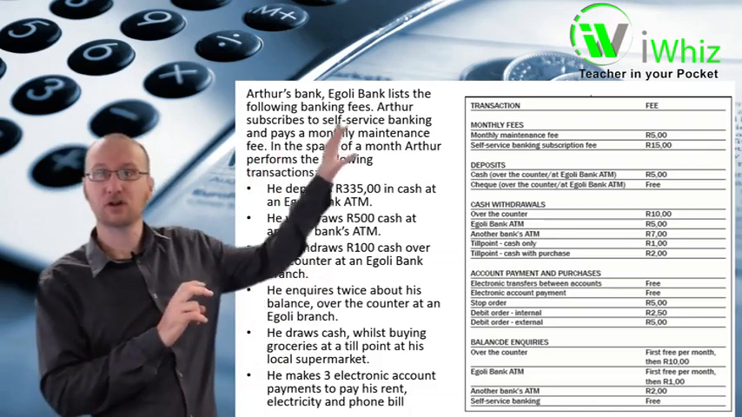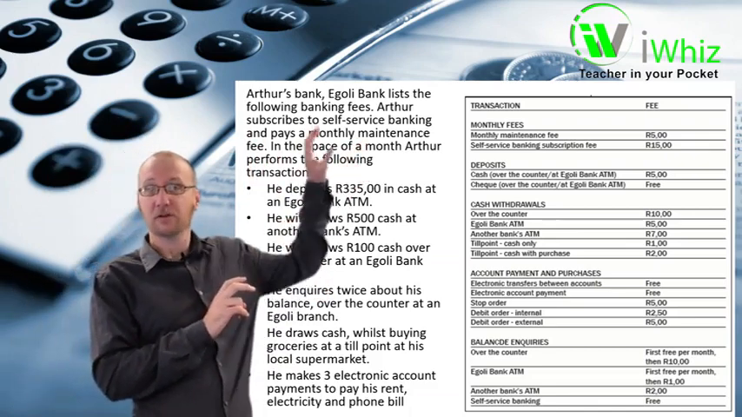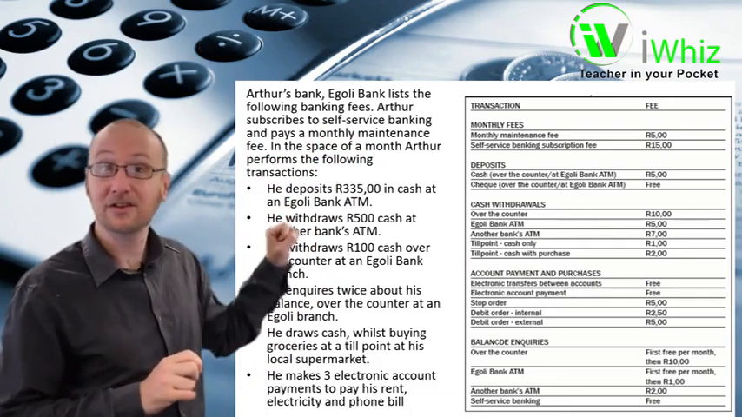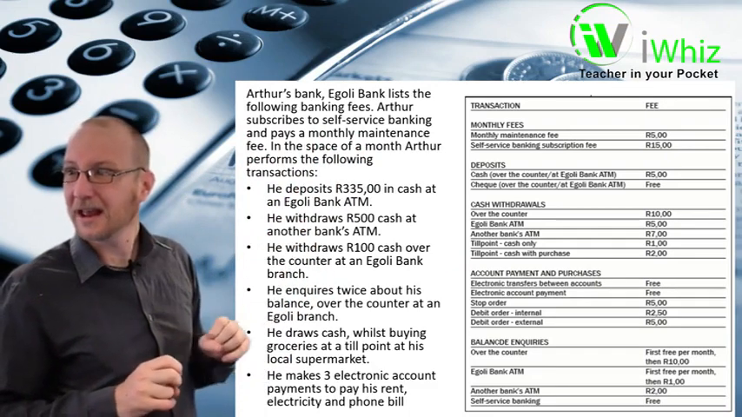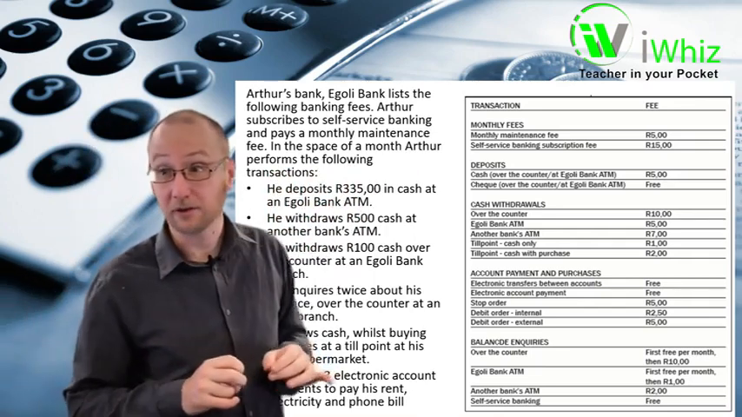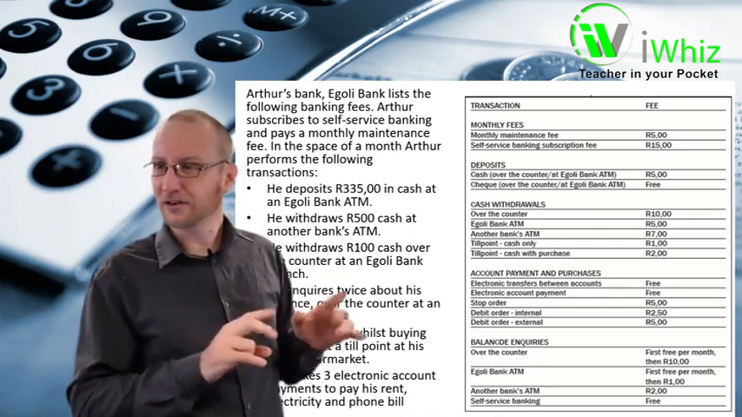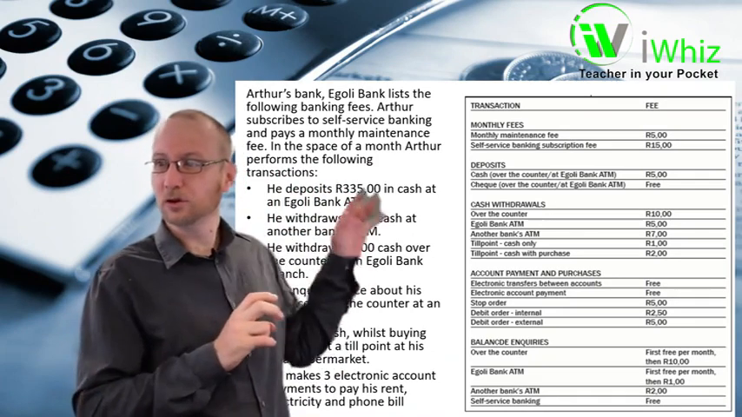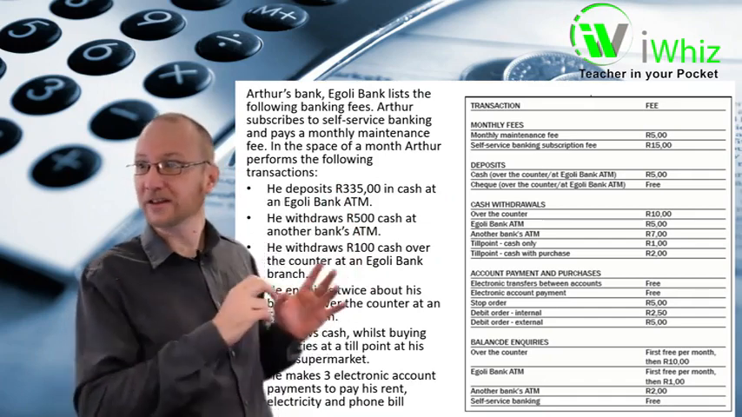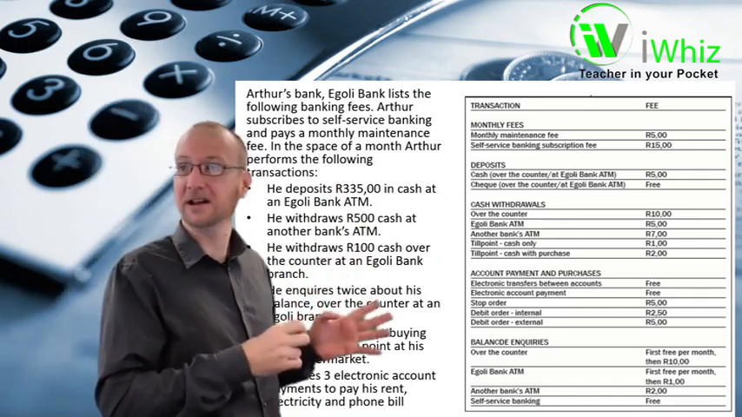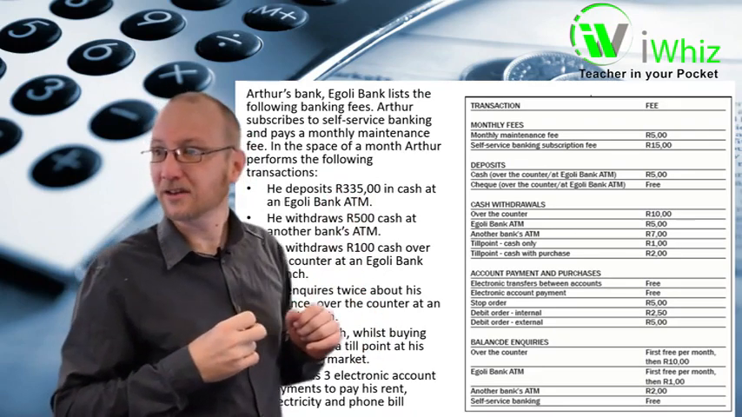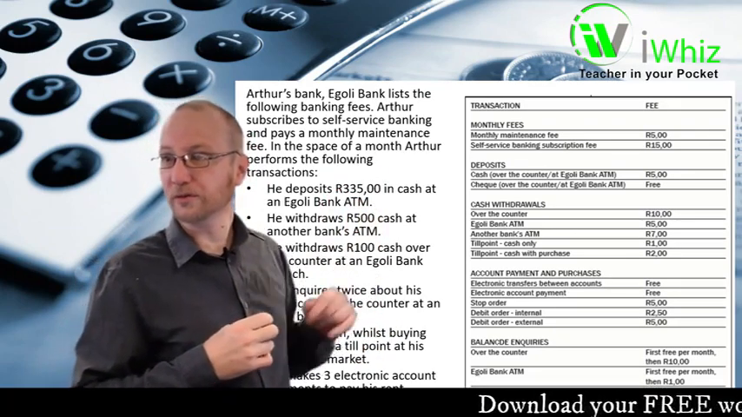Okay, so that's the written information we have. Now let's have a look at his transaction list there. First of all, we have our monthly fees. You can see he pays a monthly maintenance fee of 5 Rand. And then the self-service banking subscription fee is 15 Rand every month. Deposits, so he made 2 deposits. One was a cash deposit at the Egoli Bank ATM. That was a 5 Rand charge. And then a check, which was free.